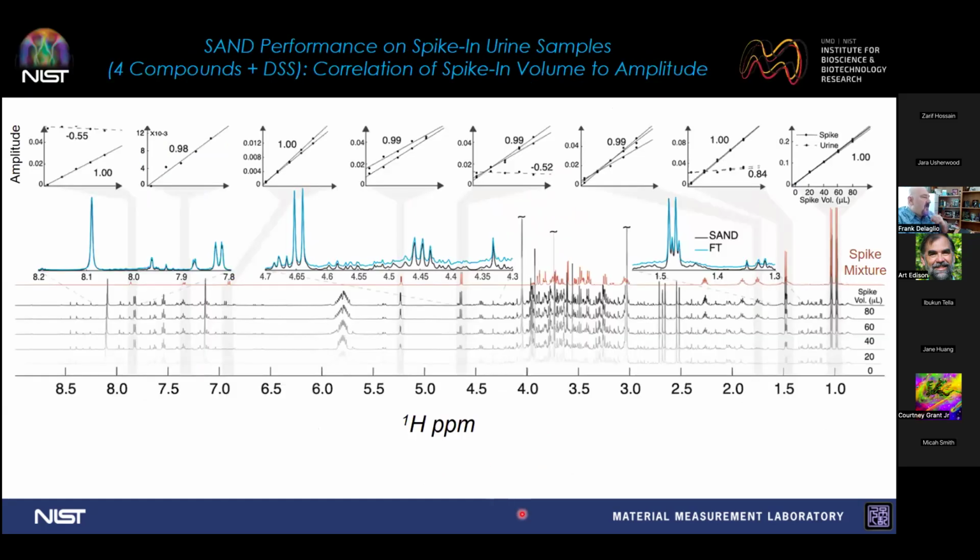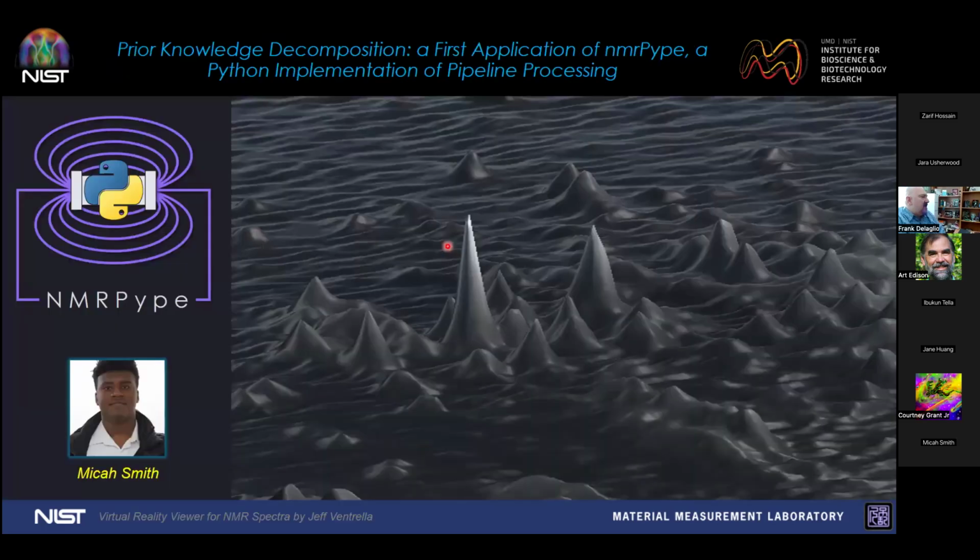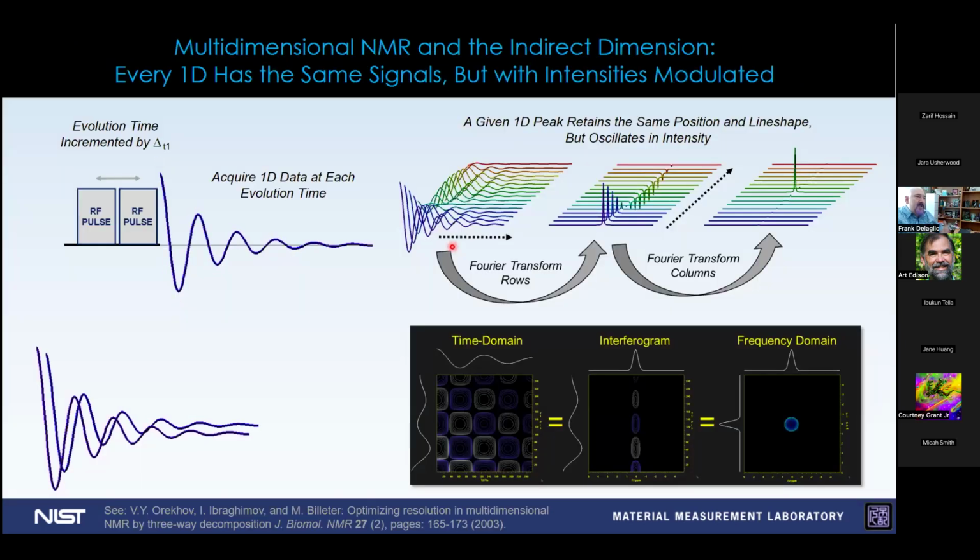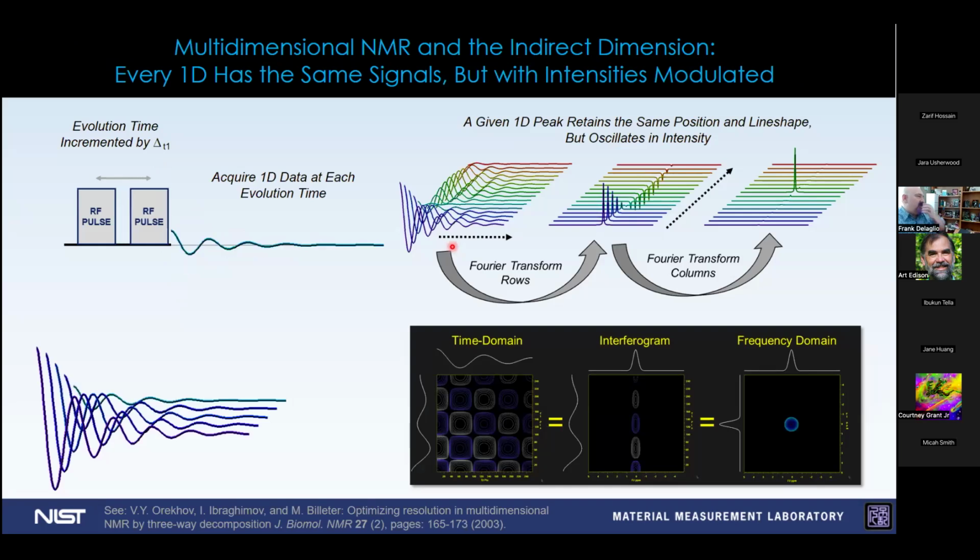The method works pretty well. And one way that it was characterized was by taking urine samples and spiking in different amounts of a 4-compound mixture. Using the mixture enabled us to very easily identify particular sets of peaks that we should follow. And we can see that as we add more and more of the spike-in mixture, the intensities of the signals change in a linear way, which is just what we expect. So that's SAND.